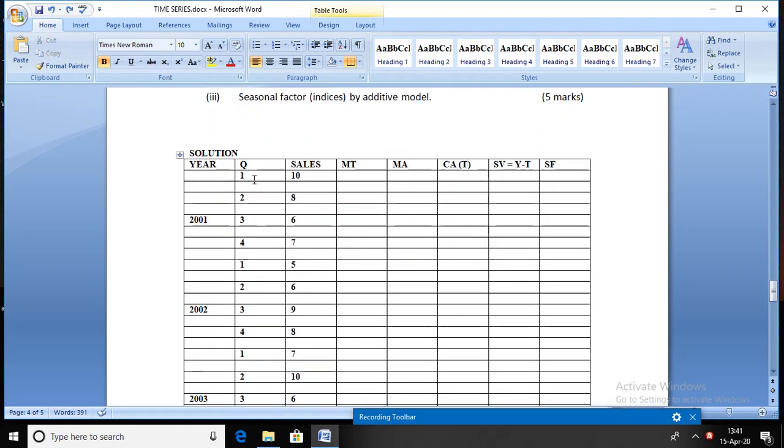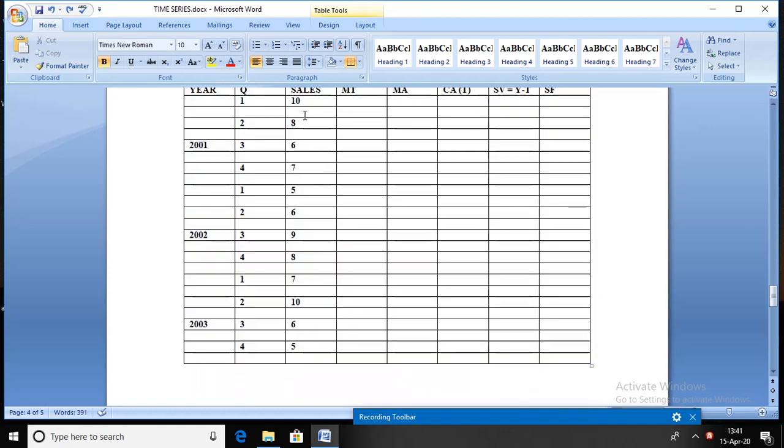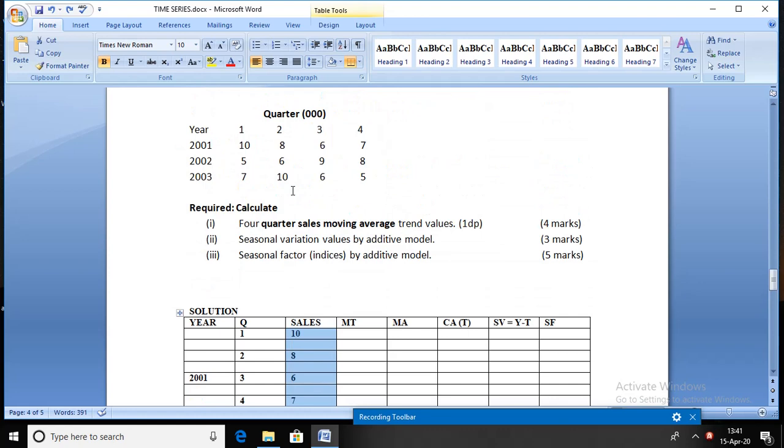So all we do here, get the quarters, the year, and get the values. These sales values are the ones that we have been given here. Those are the sales for the quarters of the year. For example, 2001 sales for quarter 1 is 10, sales for quarter 2 is 8, quarter 3 is 6, quarter 4 is 7. So those are the values that we have.